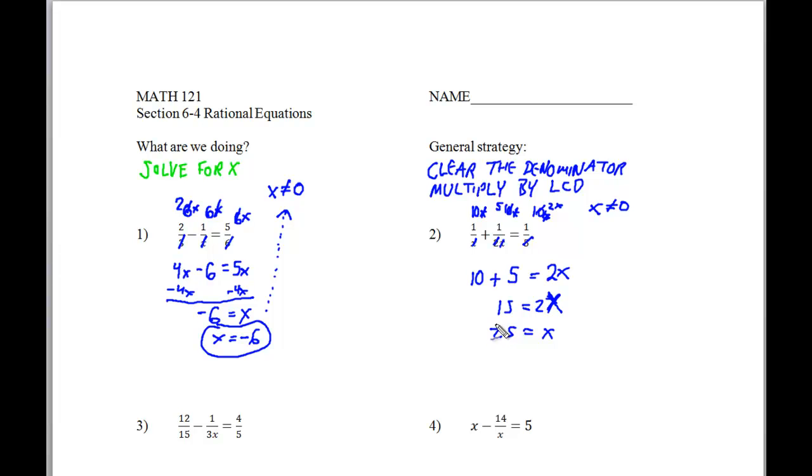Therefore, one of the things you should look at is that this is your answer unless it matches your danger number. And since there was no conflict between the answer and the danger number, this is the answer to our problem.